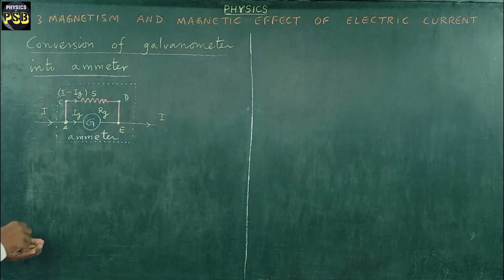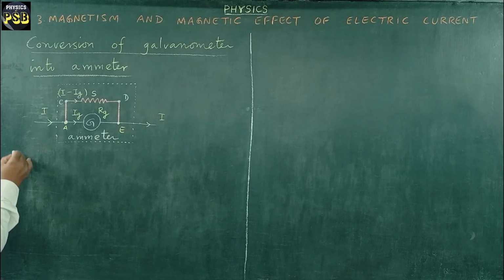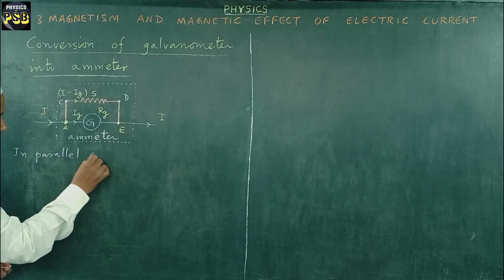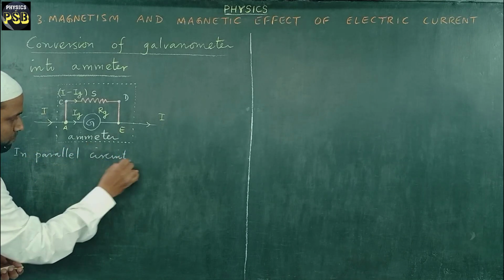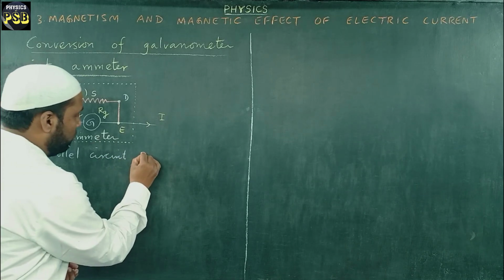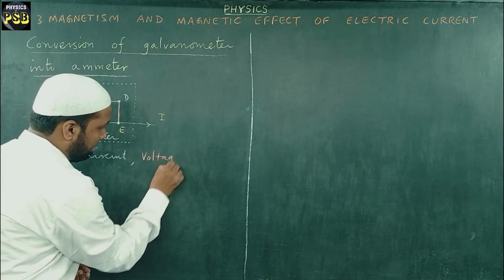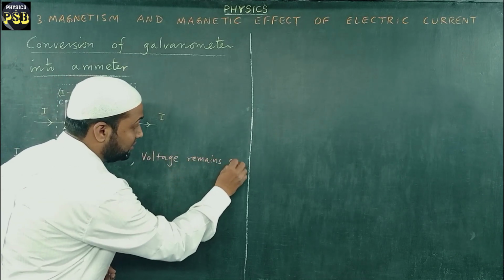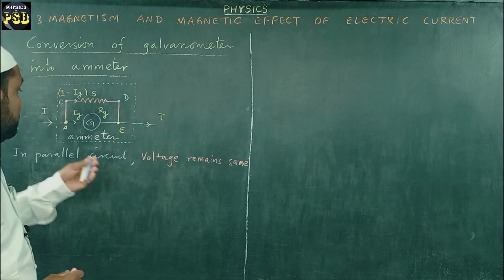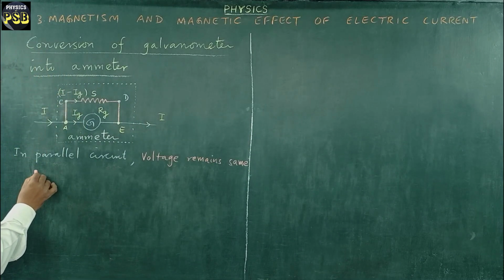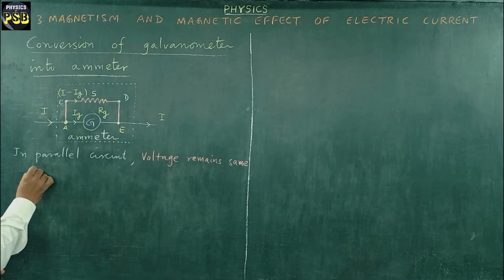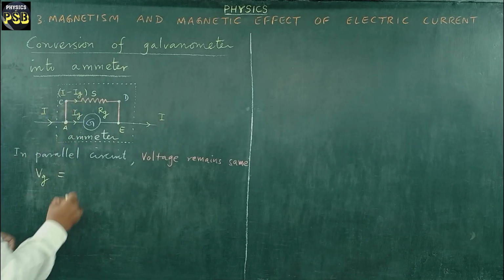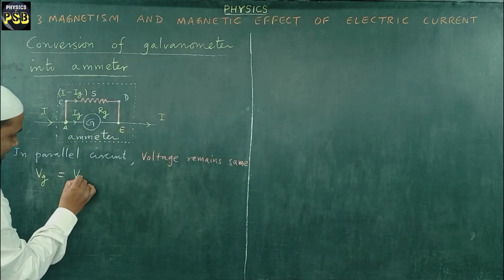Why is it so? Just remember this. In a parallel circuit, voltage remains the same. So the voltage across the galvanometer will be equal to the voltage across the shunt resistance, that is Vs.